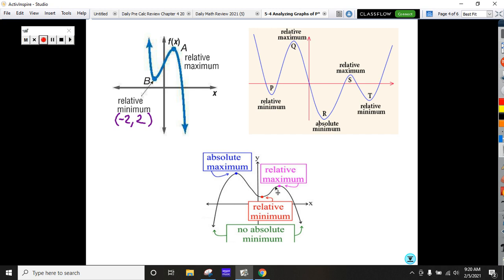And it goes up for a little bit, hits this point, and then turns and goes back down. But there's other parts of the graph that are higher than it, so it is a relative maximum. So this one just has 3.